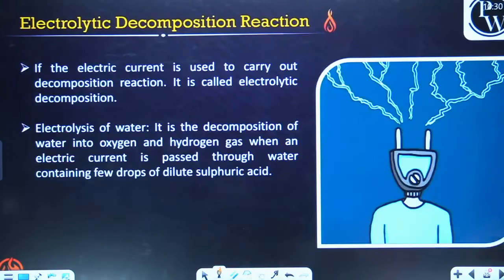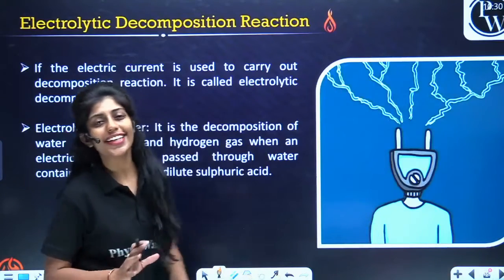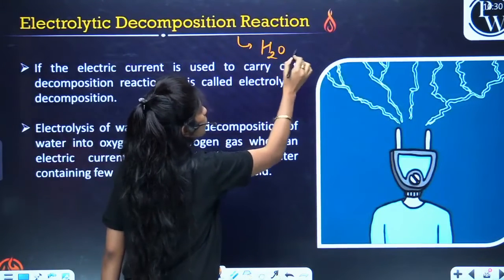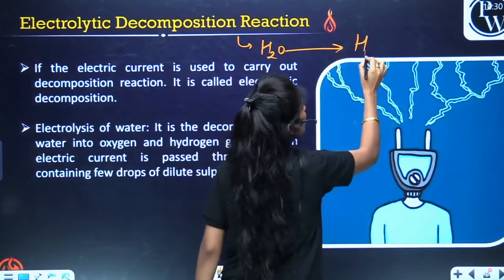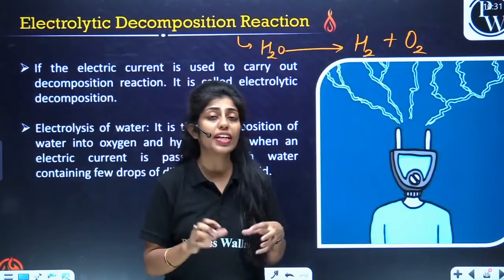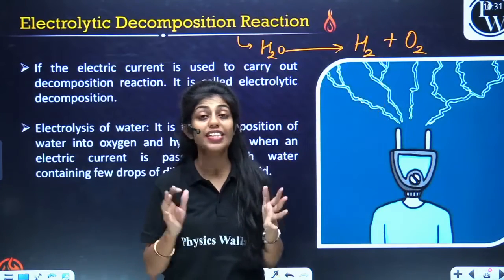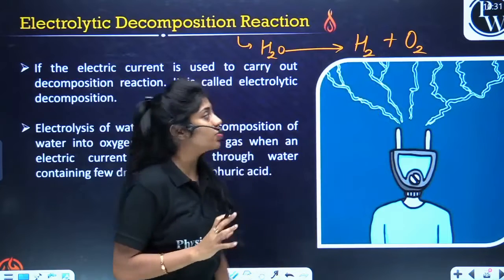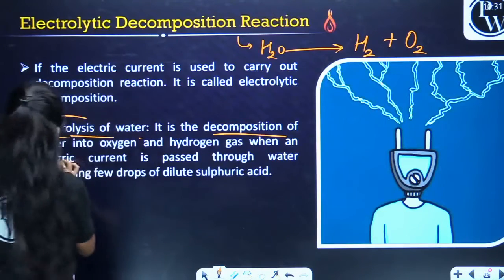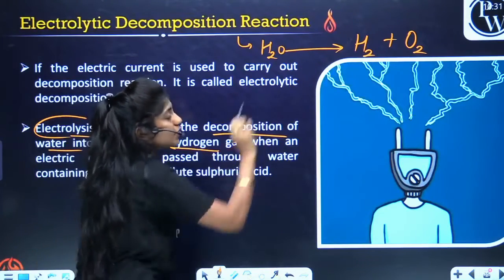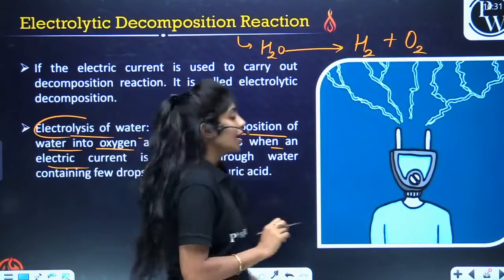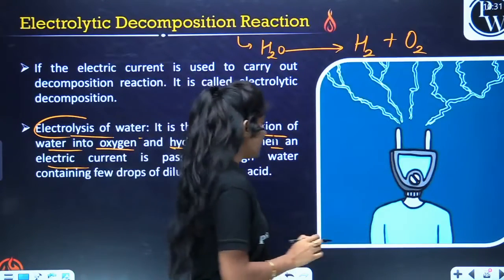Great. So now we are going to discuss electrolytic decomposition reaction, and in our syllabus it is about water. Water is decomposed in presence of electricity into H2 and O2 gas, right? So when a substance is broken down into its constituents in presence of electricity, that is an electrolytic decomposition reaction. So electrolysis of water, what is that? It is the decomposition of water into oxygen and hydrogen, just like the reaction you can see, when electric current is passed through the water. How does it proceed? Let's check.